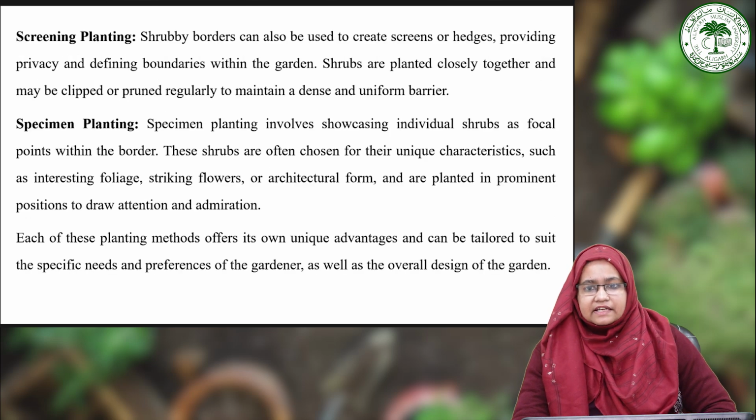The next is screening planting. It utilizes shrubs to create screens or hedges, offering privacy and defining boundaries in the garden. Shrubs are planted closely together and may be regularly clipped or pruned to maintain a dense and uniform barrier.